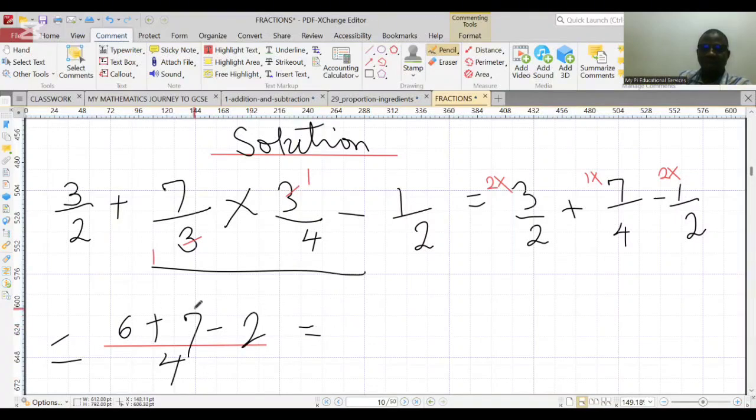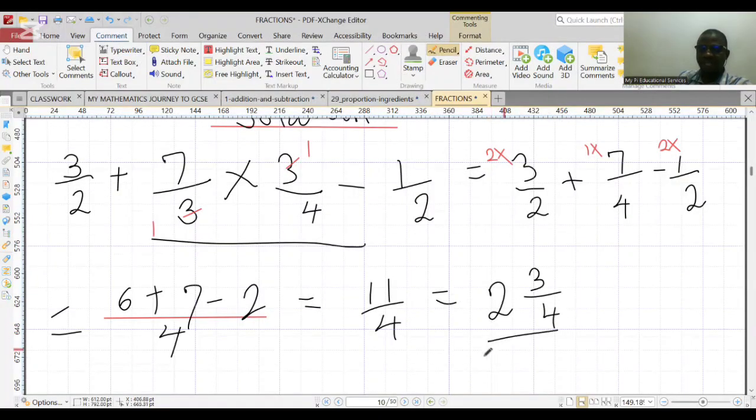So finally we have 6 plus 7, that will be 13. 13 minus 2 will give you 11 out of 4. And our final answer will be 2 whole number 3 out of 4. So that is our answer.